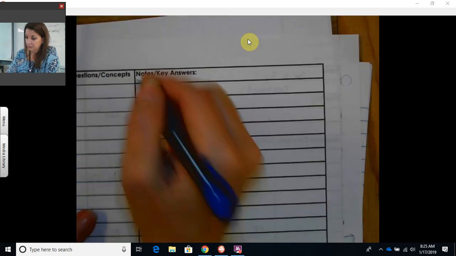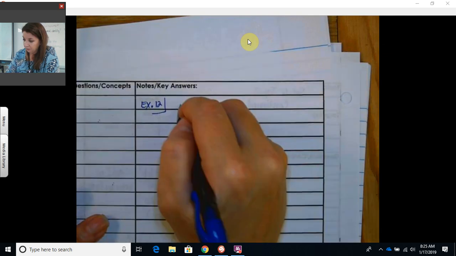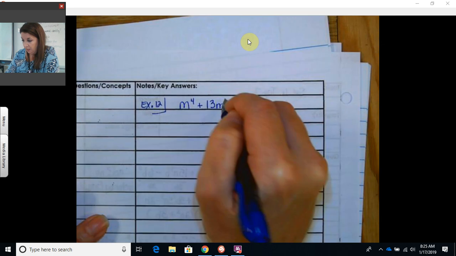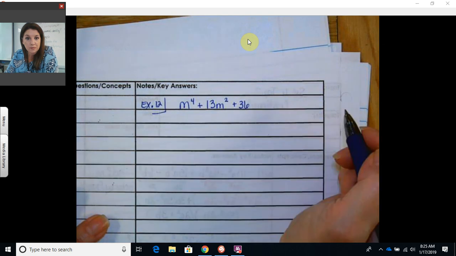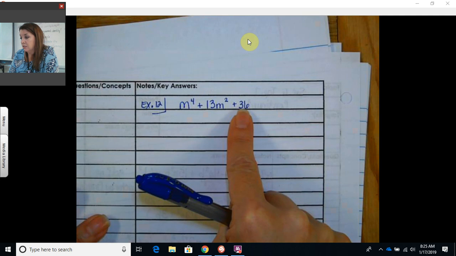So this would be example 12. M to the 4th plus 13m squared plus 36. Is that a sum of cubes, difference of squares, perfect square trinomial? M squared times 6 is 6m squared, doubled is 12m squared.